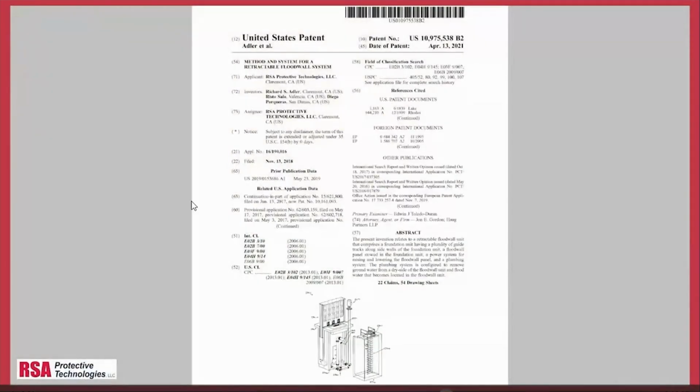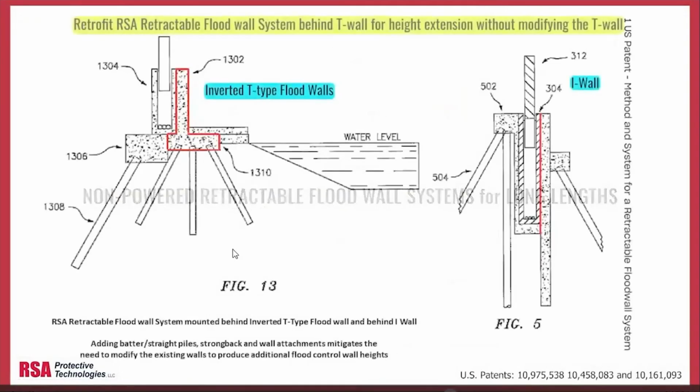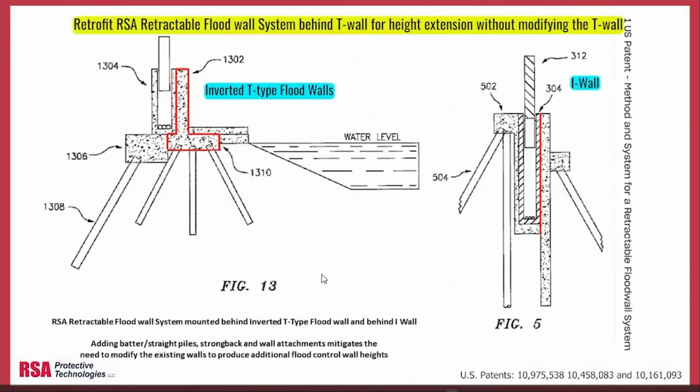There's a copy of the patent that RSA has for the retractable flood wall. A different variation of this would be a system where we could modify an existing T-wall or I-wall, where we could add the RSA system attached directly to the back of an inverted T-type flood wall or a levee wall. And we could increase the height without having to rebuild the wall. On the right there, it shows it attached to the back of an existing I-wall the same way.